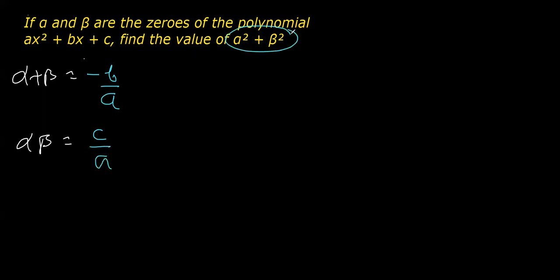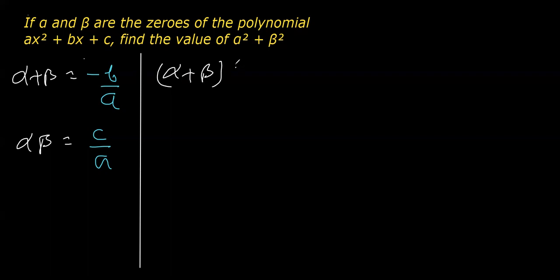Now we have to get the value of alpha square plus beta square. So what do we know? This is based on the identity a plus b whole square. So if I apply this identity, it's a plus b, that is alpha plus beta whole square, is equal to alpha square plus beta square plus 2 alpha beta.